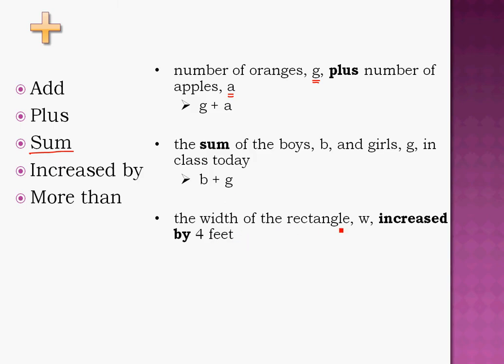How about the width of the rectangle W increased by 4 feet? Can you guess what that would be? Take a guess. The width of the rectangle, which is W, increased by 4 feet. That would give us W plus 4. The keyword increased by. And lastly, I have 6 more than Tommy's age T. If Tommy is T years old, we don't know how old he is. He could be 10, he could be 15, he could be 25. We're just going to say he's T years old. How would I find 6 more than Tommy's age T? Hopefully you said 6 plus T. So here we've got some examples of how we would use addition, this plus sign, in different situations.